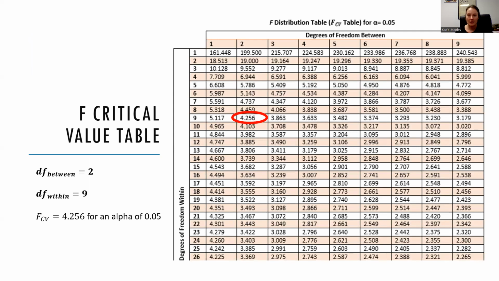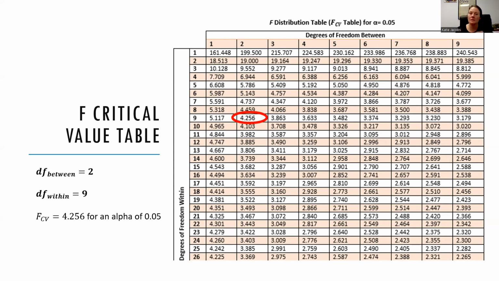What you do is you intersect the degrees of freedom between with the degrees of freedom within to find your critical value. With the example that we've been doing, our degrees of freedom between was 2, so we found that at the top. Then we take it down to the row that had a degrees of freedom within of 9. And we found that we'd have a critical value of 4.256 for an alpha level of 0.05. Then we replicate that with the table for an alpha level of 0.01.